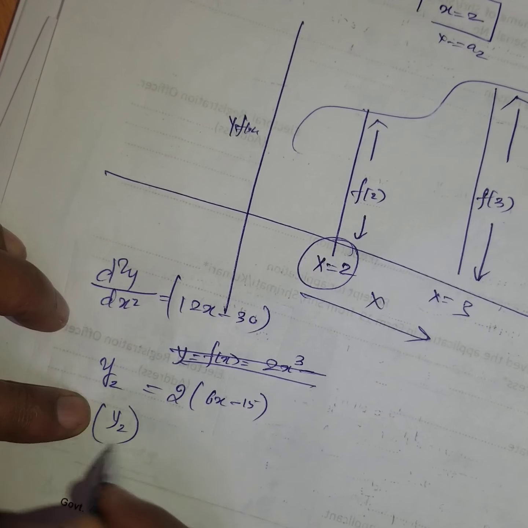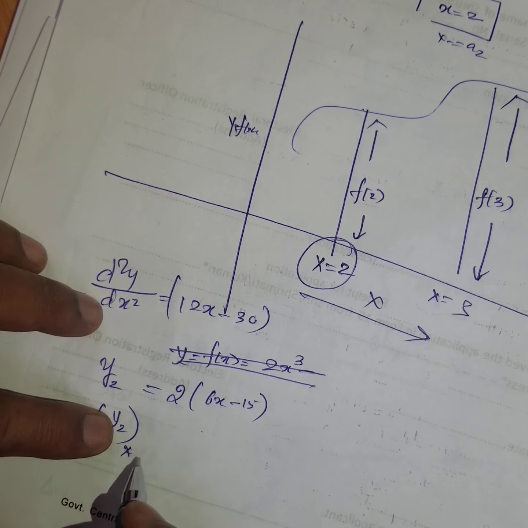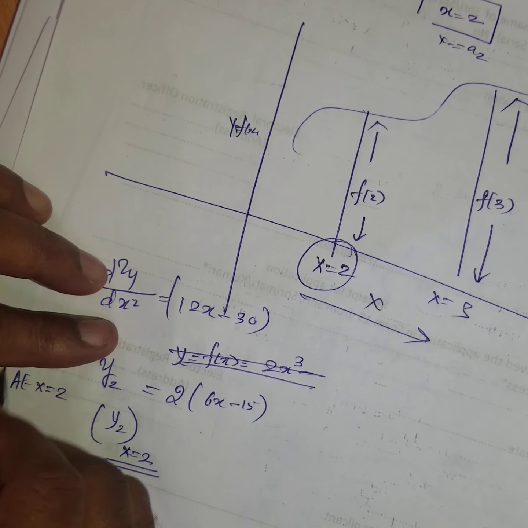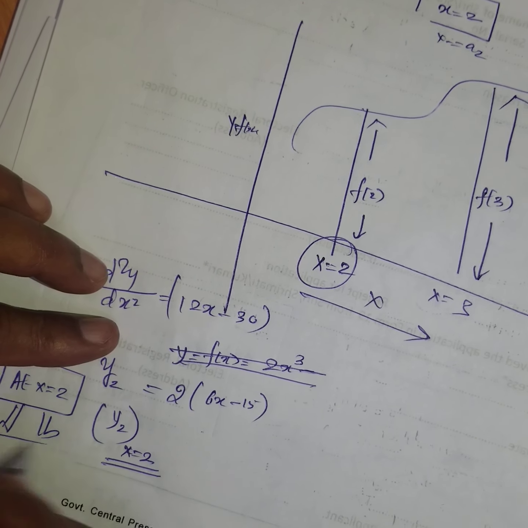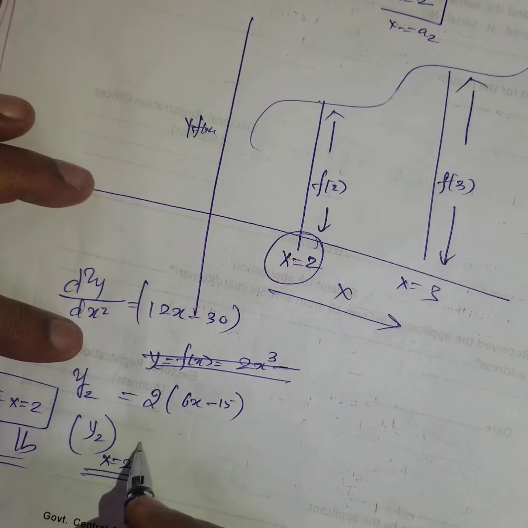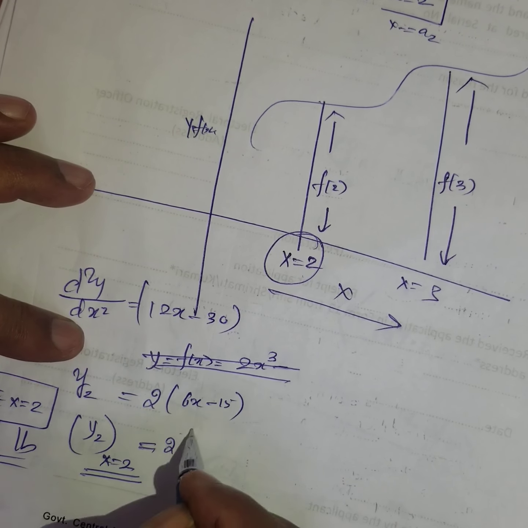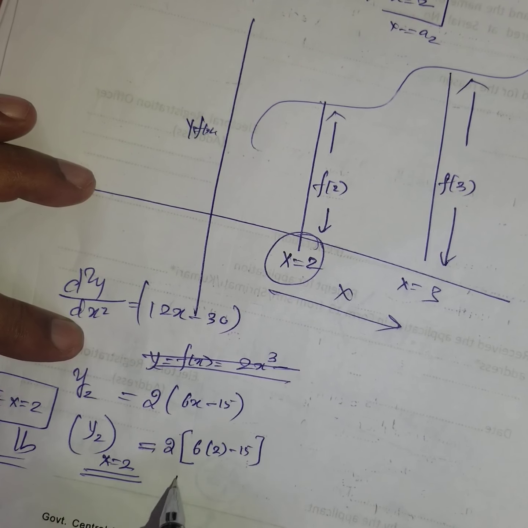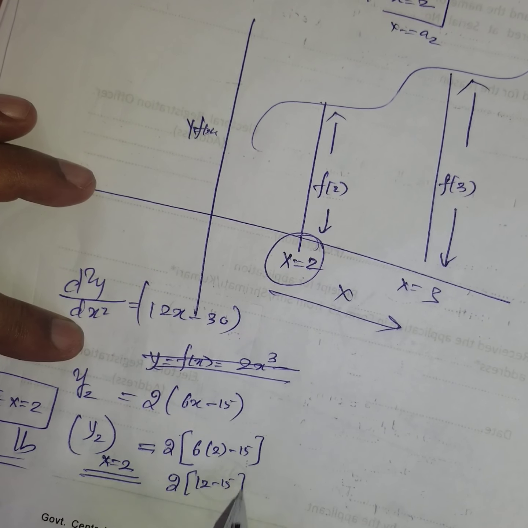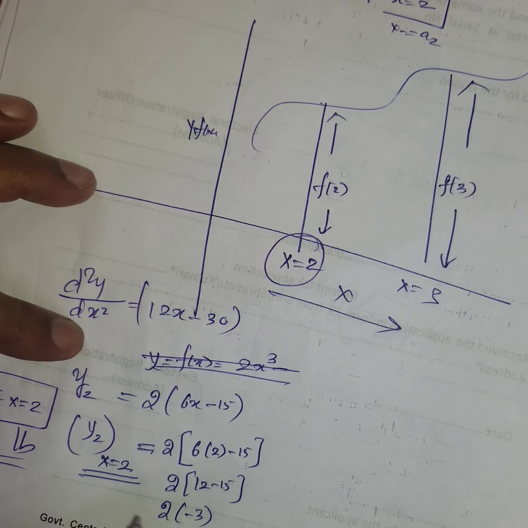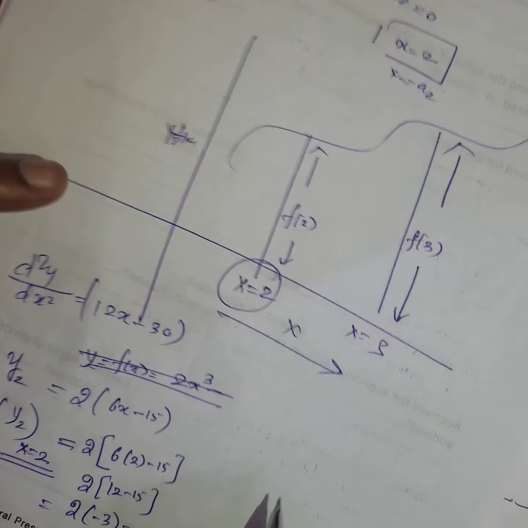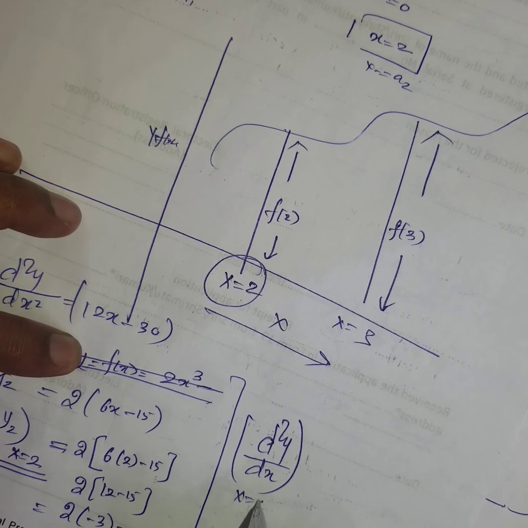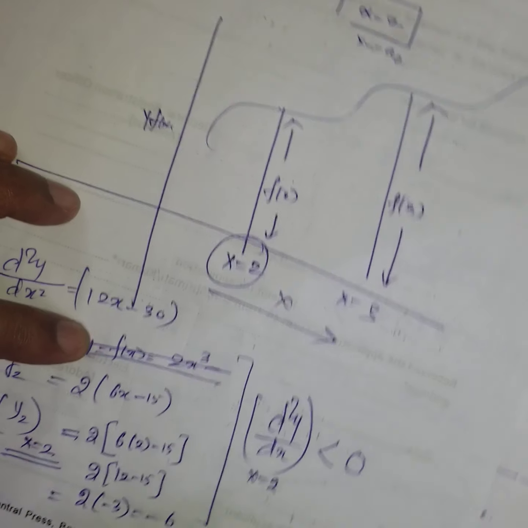Now find the second derivative at this point. At x = 2, let us see what happens. I am going to check the first condition. Second derivative: 6 times 2 minus 15, that is 12 minus 15, which is minus 3. Second derivative at x = 2 is less than 0, no?